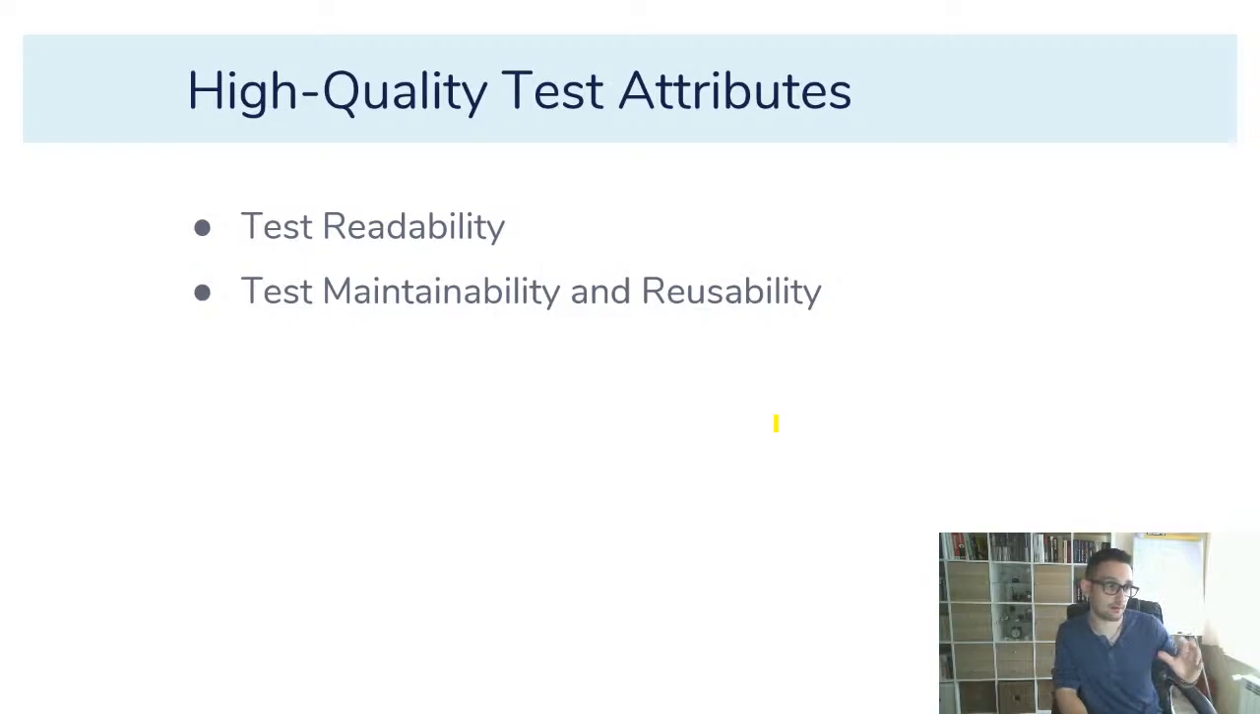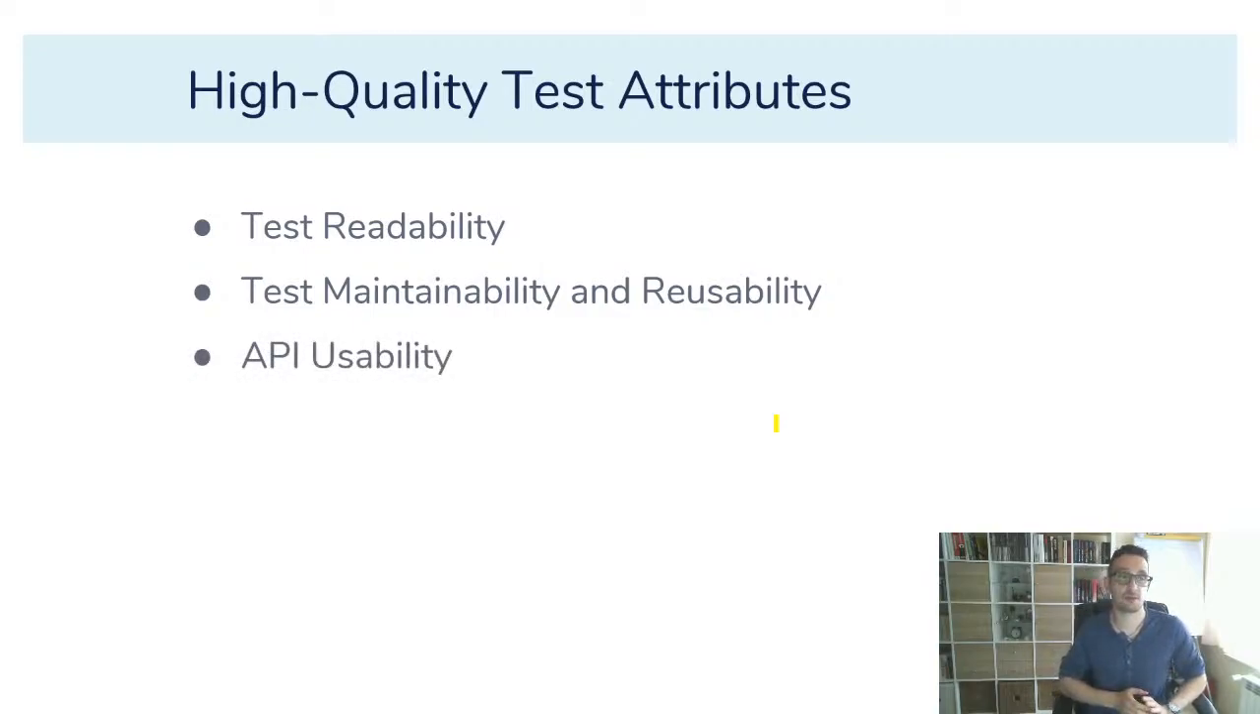The next one is the API usability. This is one that I really like. It's actually how easy it is for new people to understand how to write a new test, how easy it is for them to use your framework. Do they need to read a lot of documentation before they get started? It's somehow related to the previous two points, but it's a little bit different.